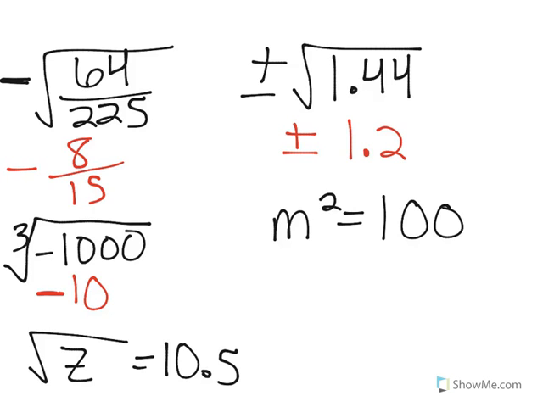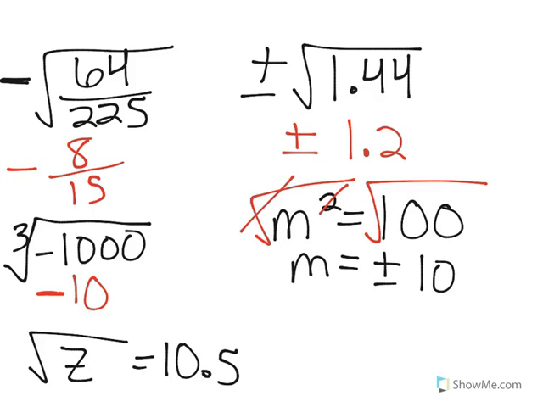Alright, so to get m by itself, we got to get rid of m squared. In order to get rid of m squared, we square root both sides. So the square root and the square cancel. We're left with m equals, well, the square root of 100, that's positive or negative 10. Both of those squared would give us 100. So we have 2 solutions, positive or negative 10.